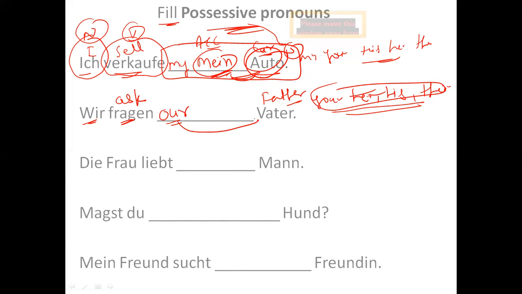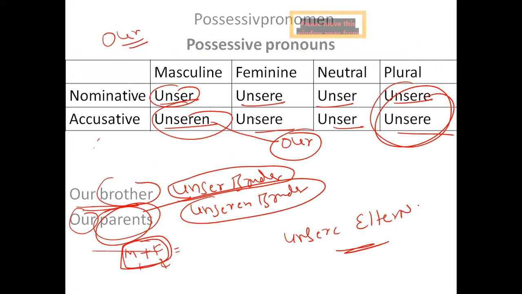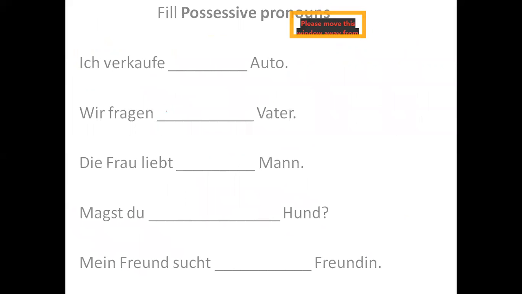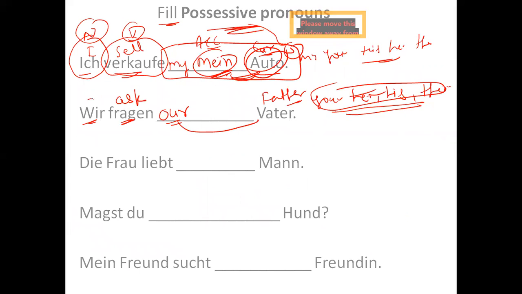Our father. Now I need to go to the table of unser. This is the table of unser. Now I'm talking about father, right? So father is masculine. It can be unser or it can be unseren. That depends, right? Now here, wir is subject. Who is asking? We are asking. Subject nominative. Verb, and this is an object. Hence, answer would be unseren, right? Unseren.